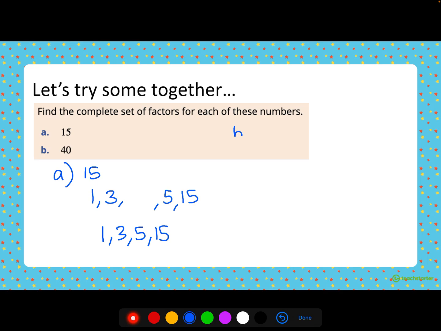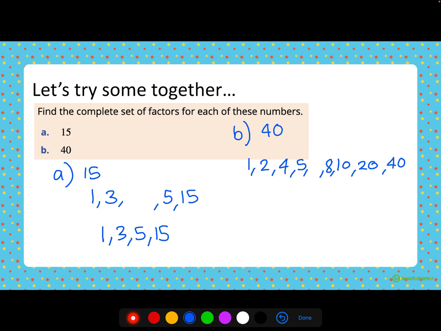What about the number 40? I've got 1 and 40, obviously. 2 goes into 40, and that's 2 times 20. 3 does not go into 40. What about 4? 4 does. 4 lots of 10. 5 does. 5 times 8 is 40.